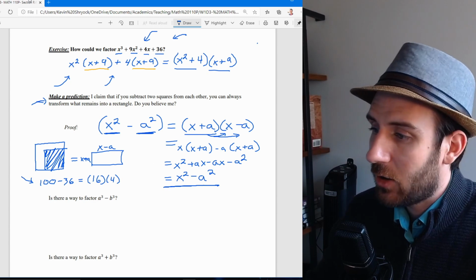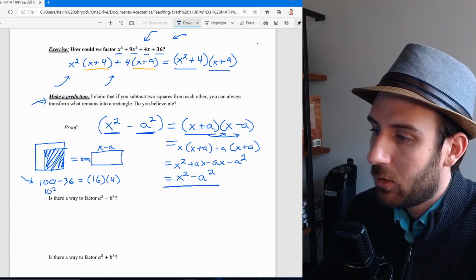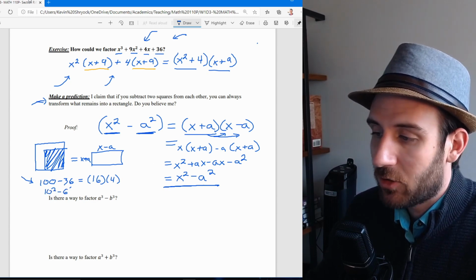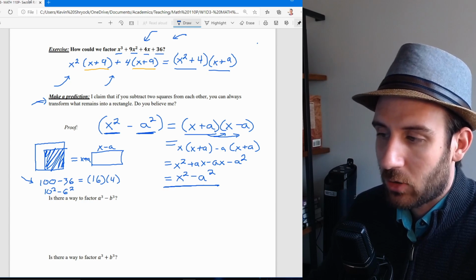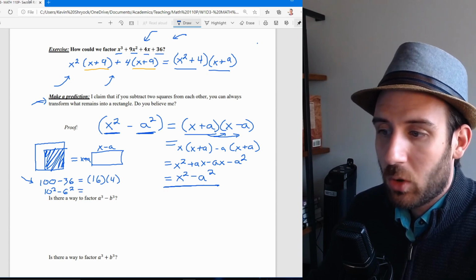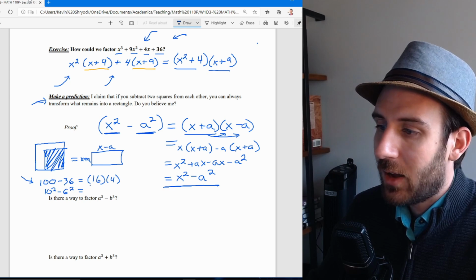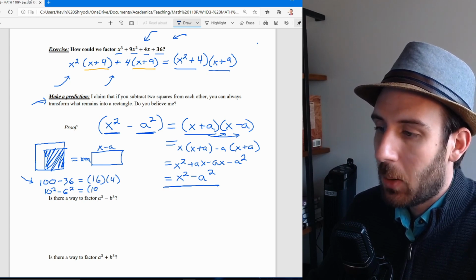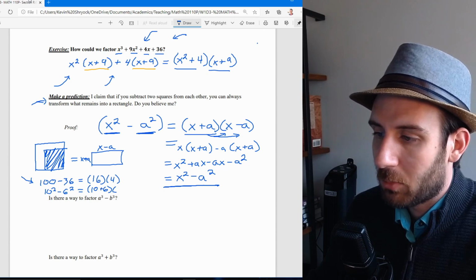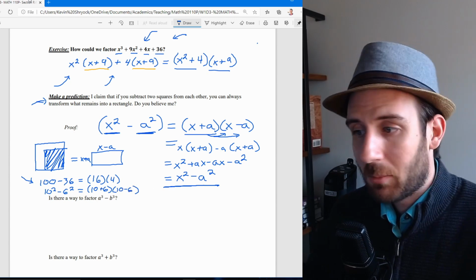Don't believe me? Let's check it out. I have 10 squared minus 6 squared. That's another way of writing 100 minus 36, right? Well, using what we have over here to the right, I could write that as 10 minus 6 times 10 plus 6, or vice versa. I'll make this one plus 6 and the other one minus 6. I want you to take a moment and put that into your calculator.